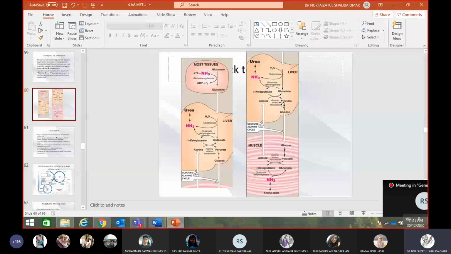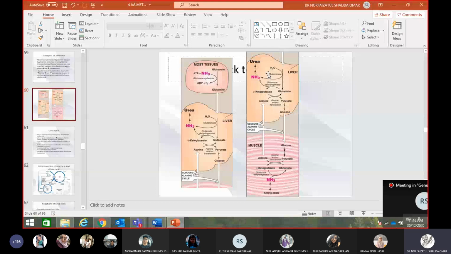Glucose goes to the muscle. Glucose will be converted to pyruvate so that this ammonia can be converted to alanine. So this is the glucose alanine cycle. This only occurs between muscle and the liver. Mainly this is to transport the ammonia. So NH3 we later use for the urea cycle.